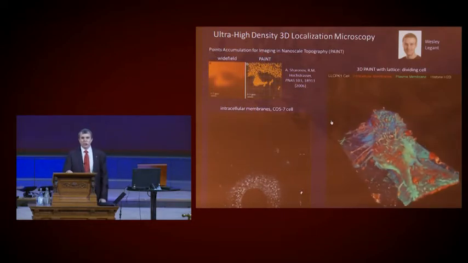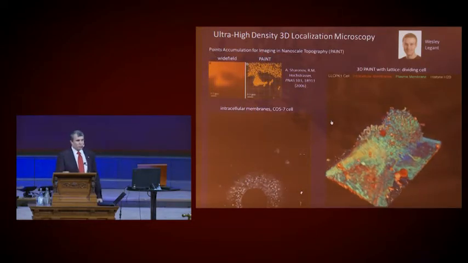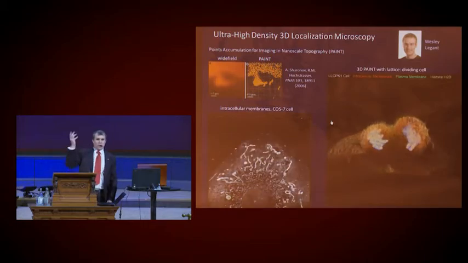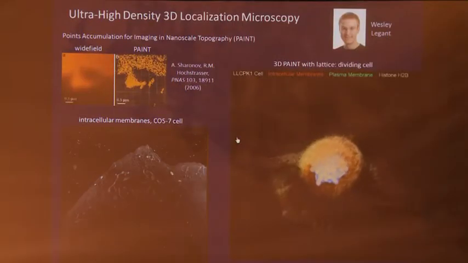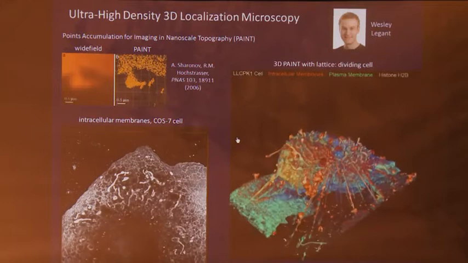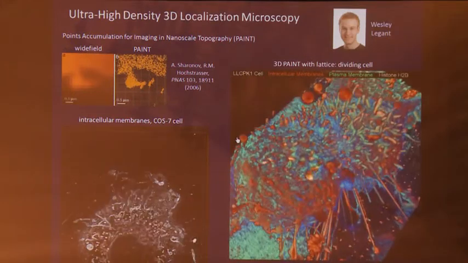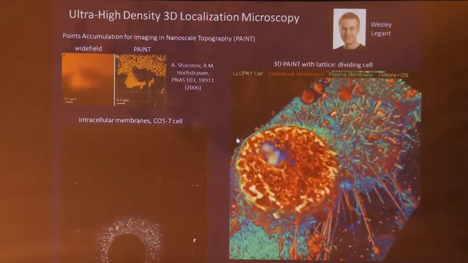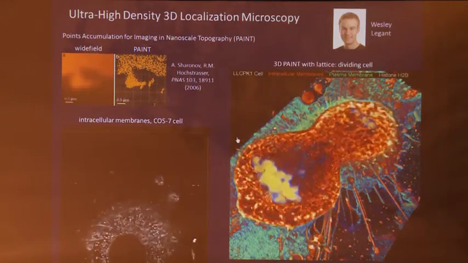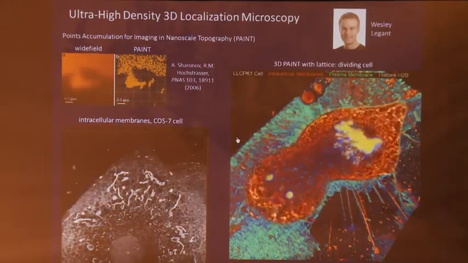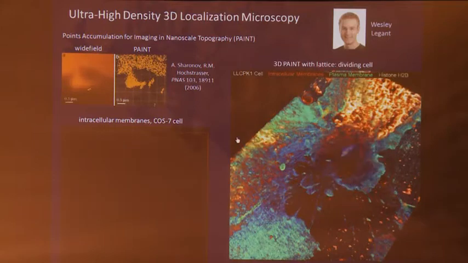The other advantage is, we mentioned this PAINT idea. In the same year that we did PALM, Robin Hochstrasser's group said, wait, you don't need to photoactivate these molecules. They can be whizzing around in solution and just transiently bind, and when they bind, you can get them. The problem with doing PAINT is that the media is glowing and the media is thick, so it's hard to get good signal to noise. So it's a perfect marriage with the lattice light sheet.